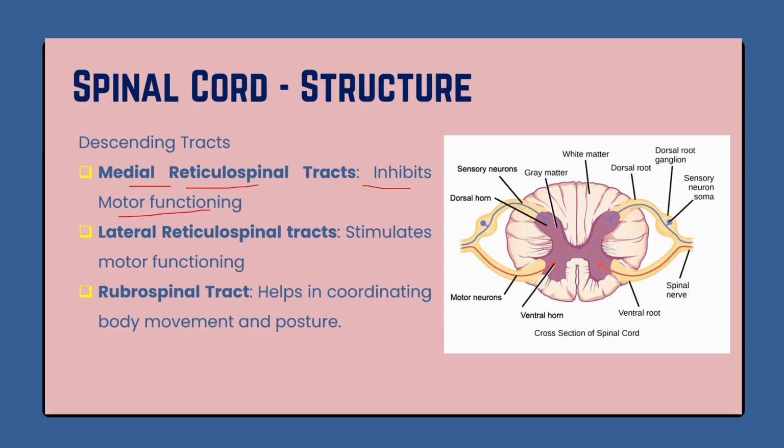Then we have the lateral reticulospinal tract. This stimulates motor functioning, the exact opposite. It is antagonistic, right? It is telling you to come on, move. You need to move. Use your skeletal muscles. Then we have the rubrospinal tract. It helps in coordinating body movement and posture. So these are the descending tracts.